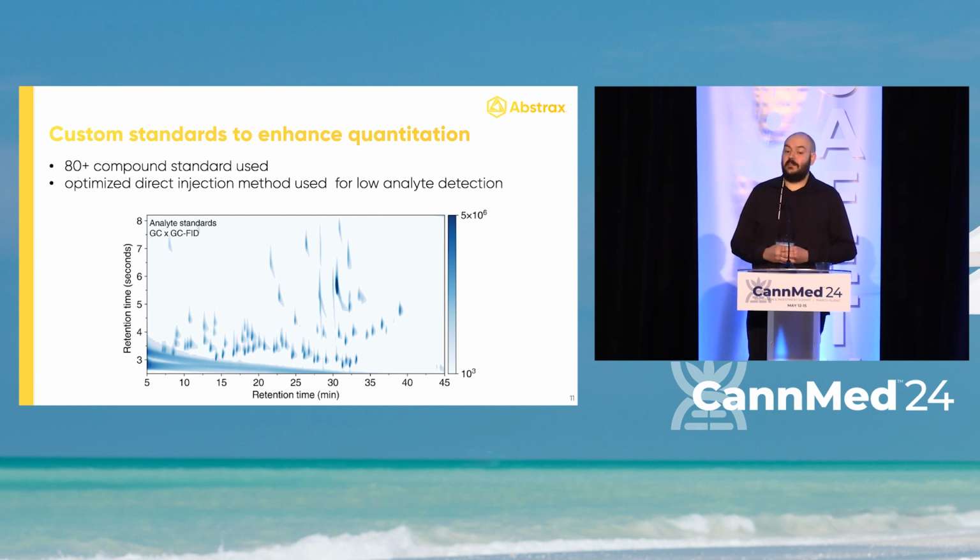We're also using direct injection over headspace. This allows us to get as accurate and reproducible data as possible and get more mass on column and see more of those low analytes, because a lot of these, like I showed in the Sankey diagram, are very low weight amounts, so you have a high chance that you may not be able to see it if you don't get enough material on the GC itself.